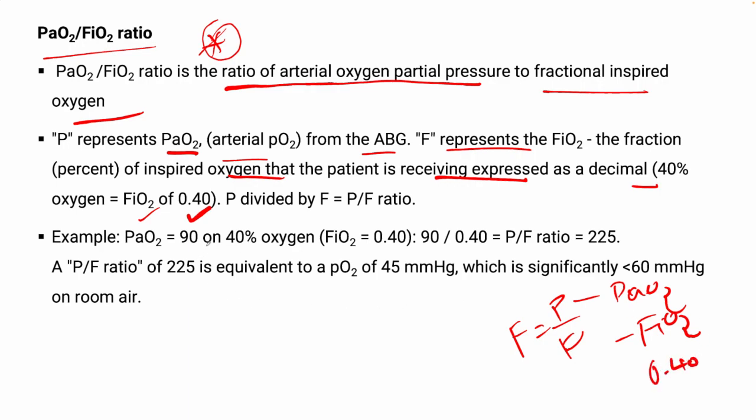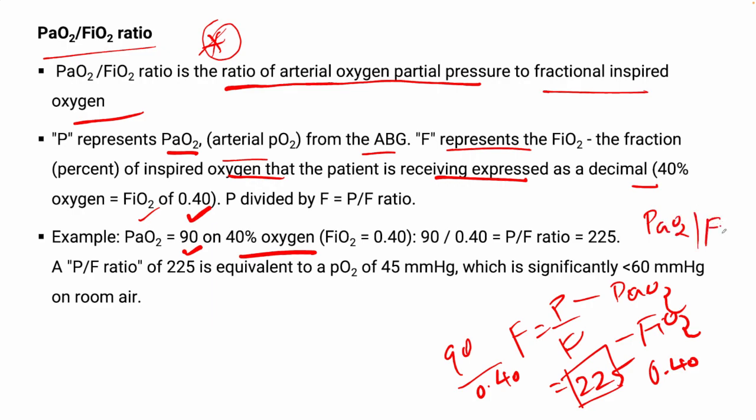So when you deliver 40% oxygen and the PaO2 is 90, when you divide, it will be 90 divided by 0.40. So you get 225. So this is generally the normal ratio of PaO2 to FiO2 in the patient. A PF ratio of 250 is equivalent to a PO2 of 45 mm of Hg, which is significantly less than 60 mm of Hg on room air. Clear?